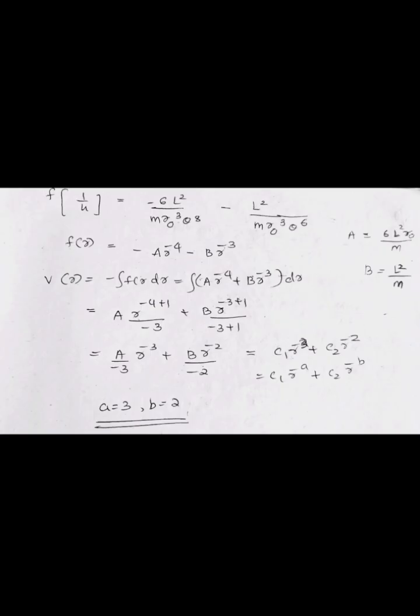So v of r is equal to minus integral over f of r dr, that is equal to integral over a r raised to minus 4 plus b r raised to minus 3 into dr. That is, a r raised to minus 4 plus 1 by minus 3 plus b r raised to minus 3 plus 1 by minus 3 plus 1. That is, a by minus 3 r raised to minus 3 plus b r raised to minus 2 by minus 2, which is equal to c1 r raised to minus 3 plus c2 r raised to minus 2. That is, c1 r raised to minus a plus c2 r raised to minus b. So that a is equal to 3 and b is equal to 2. So the answer is this. That is, a equal to 3 and b is equal to 2.